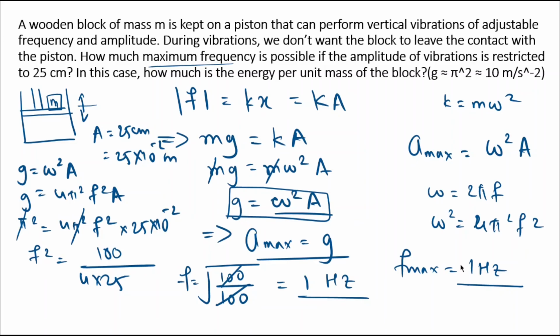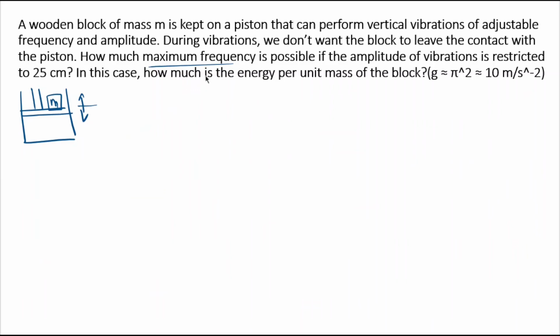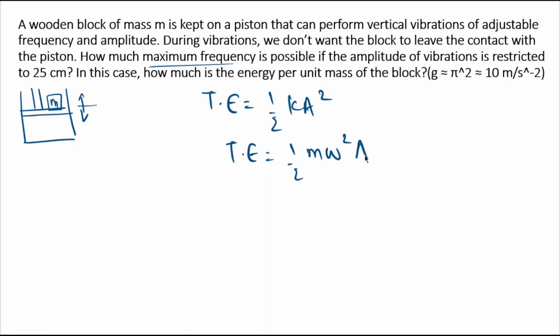Now another thing they want us to calculate is the energy per unit mass of the block. So we know that the total energy for a particle performing SHM is given as E equal to half kA square, where k is the restoring force constant and A is the amplitude. So we know k is m omega square, so we can write this total energy equal to half m omega square A square, and we need to calculate energy per unit mass. So taking this m this side will give you total energy per unit mass, which will be equal to half omega square A square.